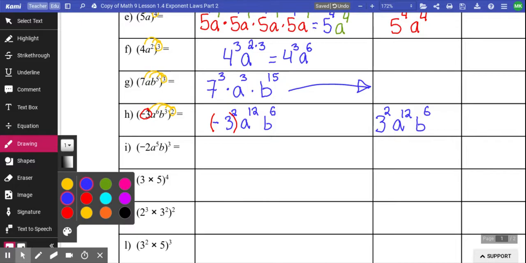Teaching grade 10 exponent laws, that's probably the biggest thing people forget coming out of grade 9. Negative bases to an even power get rid of the negative symbol. If it had been an odd power, then I would have left the negative symbol. Cool, let's try a couple more.